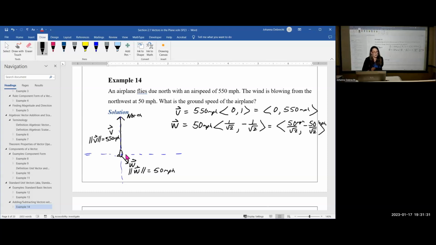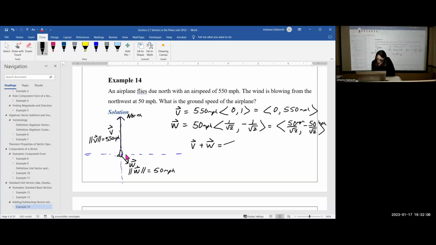Right? Now, what do I do for the next thing? Well, the next thing is it wants me to know what is the ground speed of the airplane. So where is the plane actually flying? If the plane's trying to go due north and it doesn't correct for the wind, it won't actually be flying due north. It'll be flying a little bit this direction. So let's figure out what that vector is by adding V plus W together.